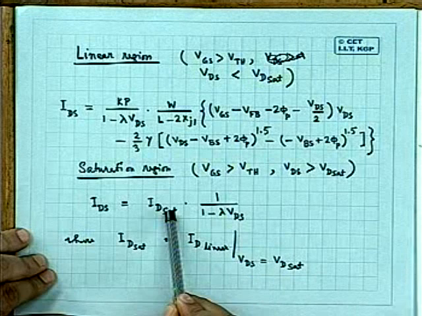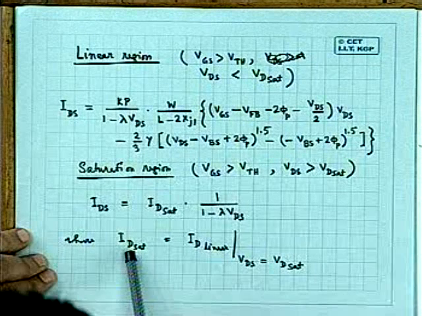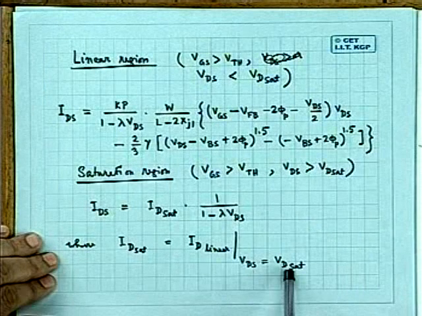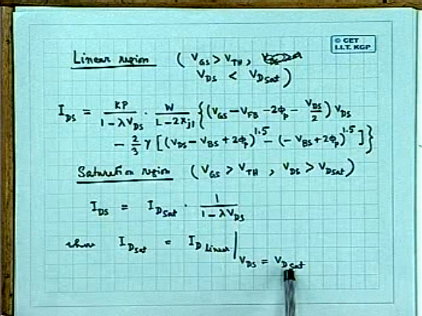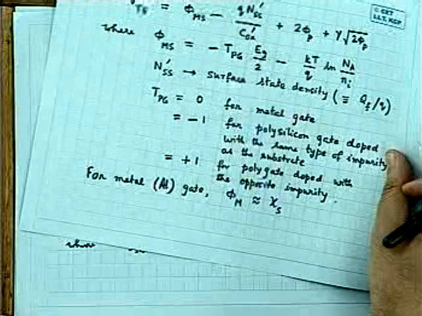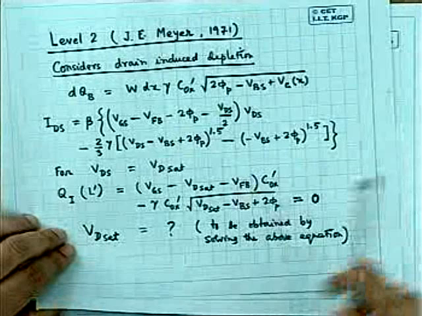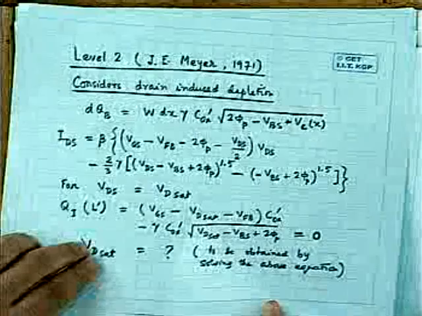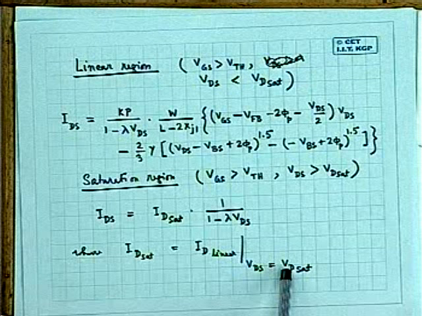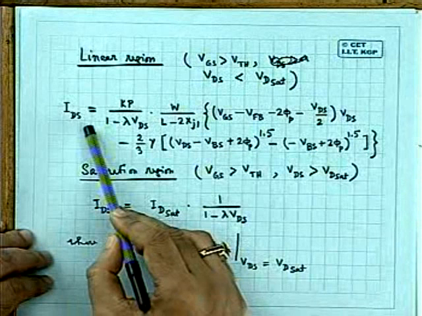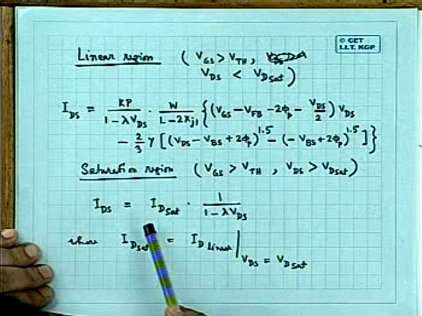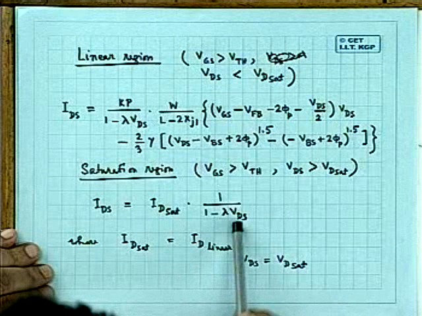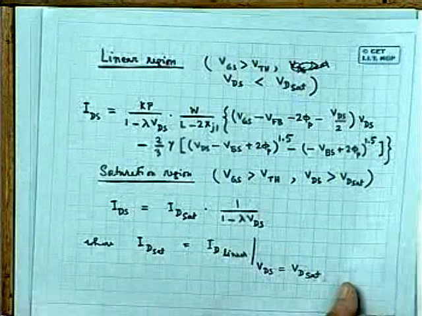Whereas IDsat is nothing but the value of ID obtained from this linear expression substituting VD equal to VD sat, where VD sat is obtained by solving this equation, which I have already told you, this equal to 0. Solving this equation, whatever value of VD we get, for that value of VD sat, what is the value of IDS? That is the IDsat, but it is further increased slowly because of the channel length modulation, and it becomes 1 minus lambda VDS. So we discussed up to this in the last class.